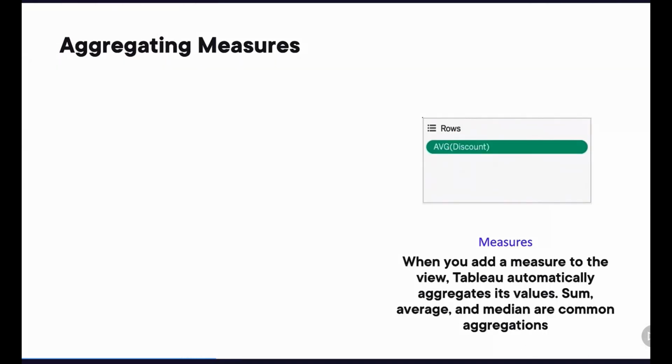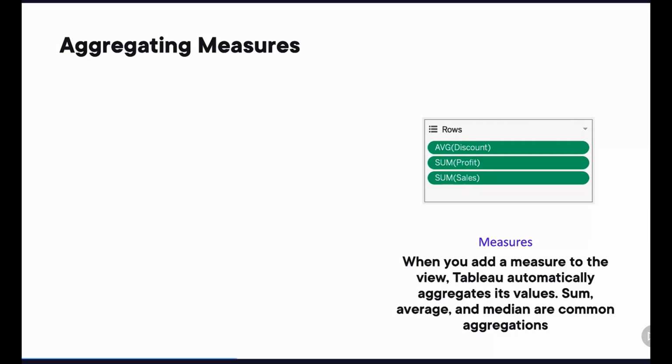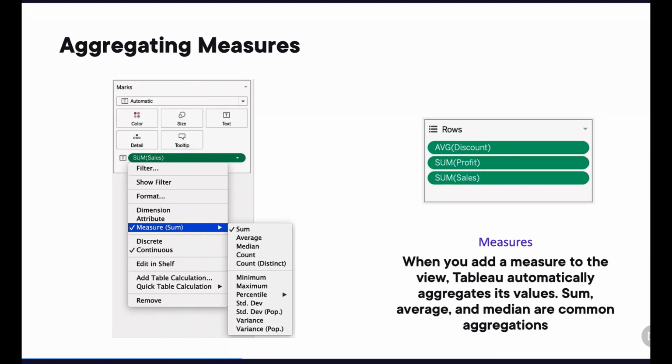When you add a measure to the view, Tableau automatically aggregates its values. Sum, average, and median are common aggregations. In this example, the current aggregation is indicated by the green pill. For example, measure sales becomes sum of sales. You can change the aggregation for a measure in the view from its context menu by right-clicking on the pill.